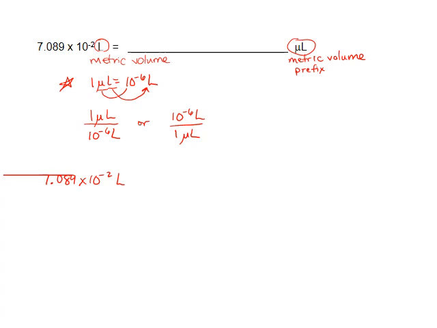Choose the appropriate conversion factor to cancel the units that we have and get the units that we want. In this case, since we have liters on the top, we want to choose the conversion factor that has liters on the bottom and puts the microliters on the top. So we'll choose 1 microliter over 10 to the minus 6 liters. This will allow us to cancel the liters because any unit divided by itself is equal to 1.